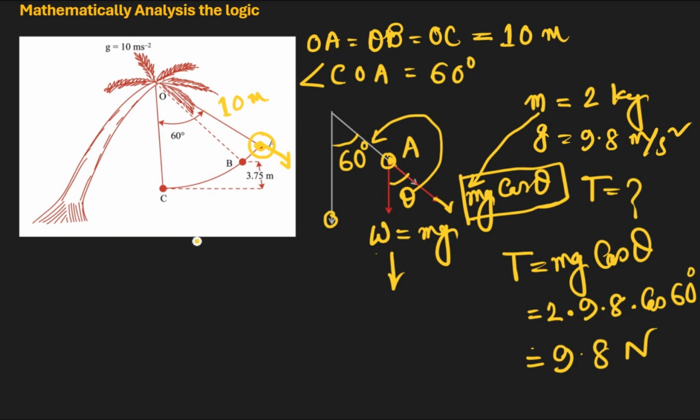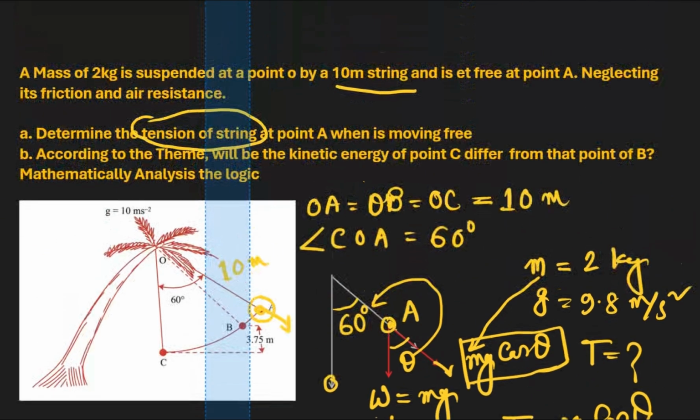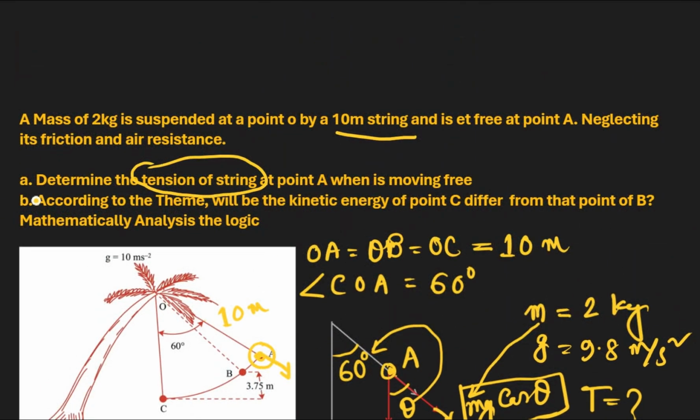Anyways, now it's time to calculate the second part of the question: is the kinetic energy at point C different from B? So we have to calculate the kinetic energy at point B and point C, and check whether the kinetic energy at both points B and C is equal or not.